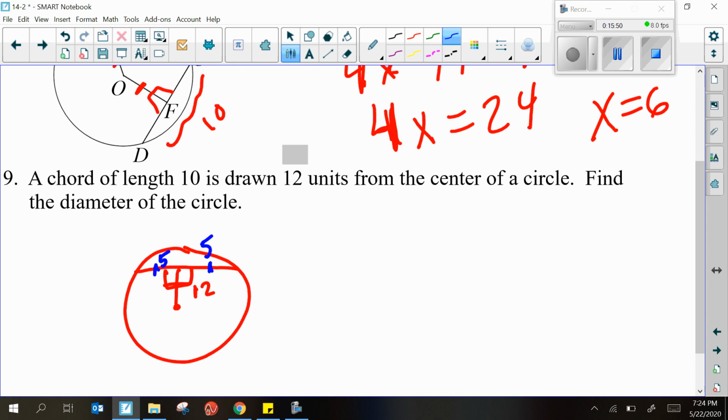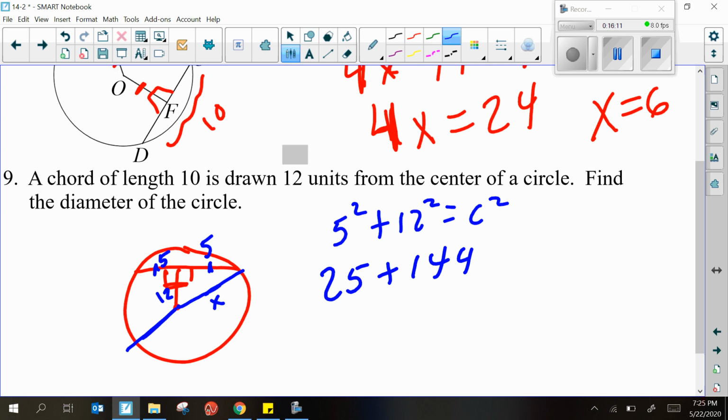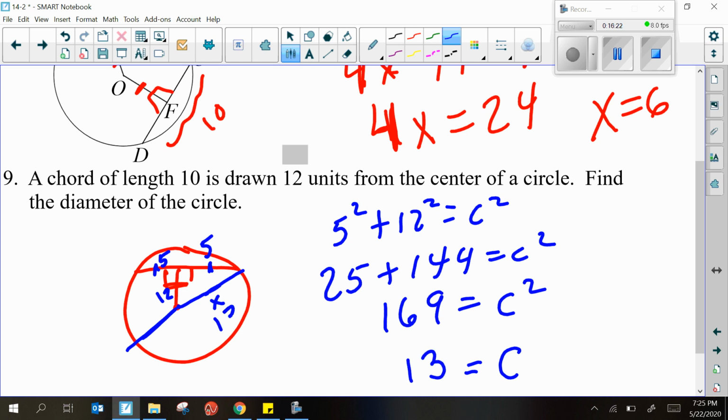So now they want the diameter of the circle. Well, I can make a right triangle right here. And remember, this 12 is really over here. Get rid of that. There we go. So I just have to figure out the hypotenuse here and then double it. So I'm going to do 5 squared plus 12 squared equals c squared. So 25 plus 144 equals c squared. 169 equals c squared. Take the square root. C is 13. So that's the radius. I have to double it to say my diameter is 26.